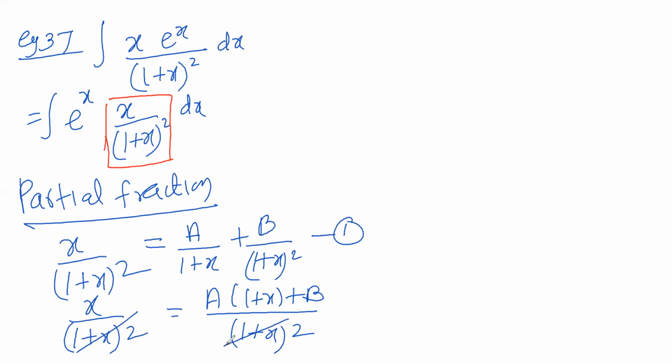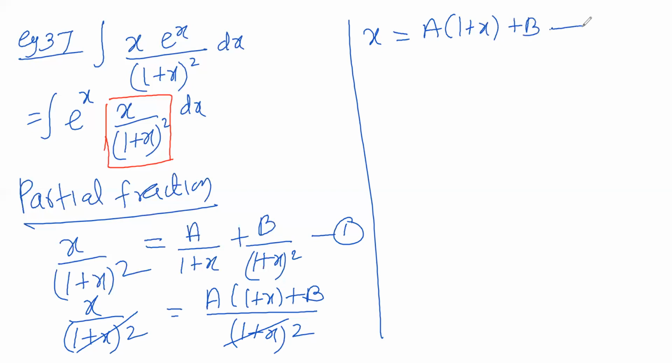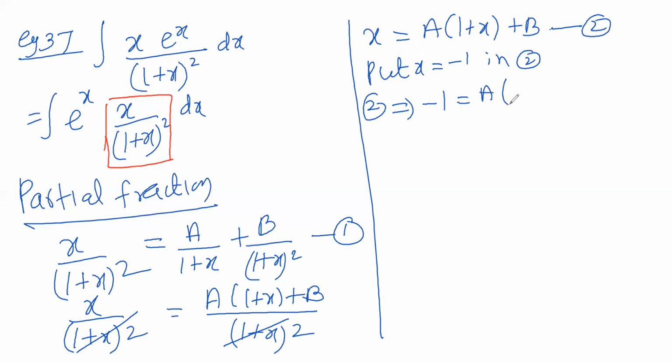Both the denominators get cancelled. So we have x is equal to a into 1 plus x plus b. We call this equation 2. Now we'll find the values of a and b by substituting values for x. Substituting x is equal to minus 1 in equation 2, the left hand side is minus 1, which is equal to a into 0 plus b. So the value of b is equal to minus 1.